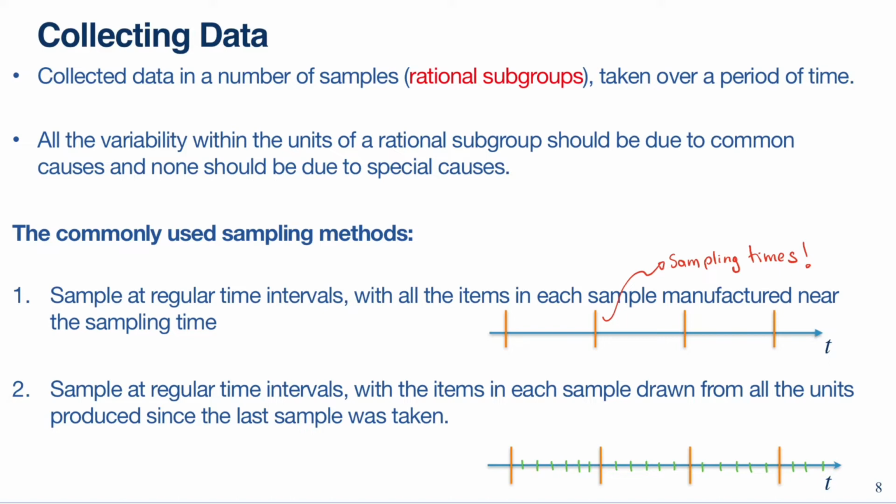In the first case, you take the units very close in time to the sampling time, and in the second case your units are taken equally spaced in time in between the sample times. So these distances are the same.